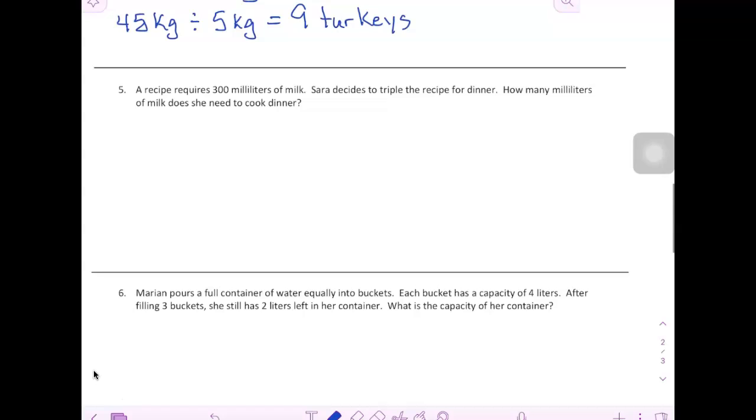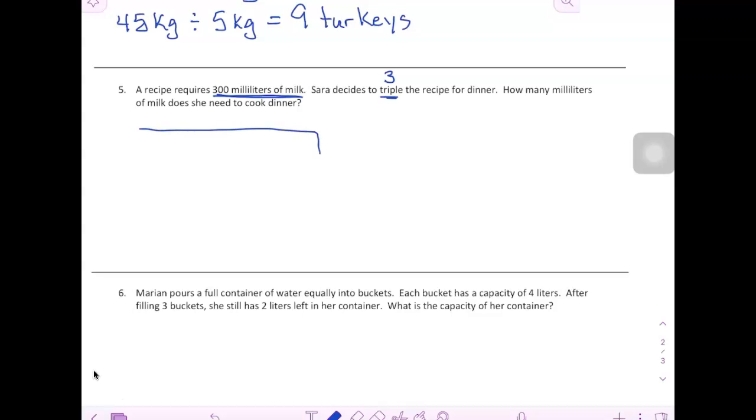Let's look at number 5. Let's read it together. A recipe requires 300 milliliters of milk. Sarah decides to triple the recipe for dinner. How many milliliters of milk does she need to cook dinner? So if we know this word triple means what? Triple means 3. We know that one recipe needs 300 milliliters. So 3 recipes, how much milk would that require?